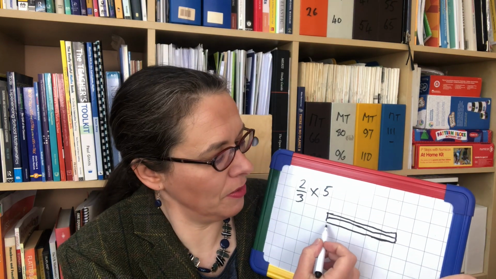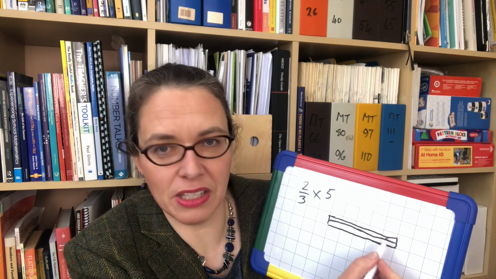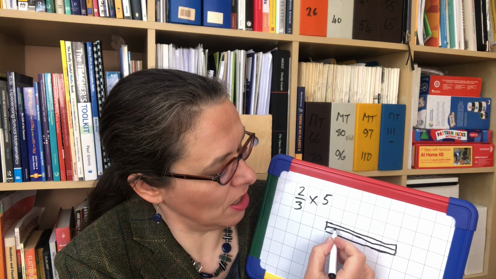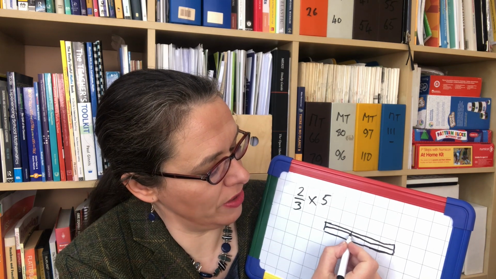So 5 squares long, 2/3 of a square high, and in drawing the 2/3, I've drawn it in thirds. So we're counting 1, 2, 3/3, that's 1.